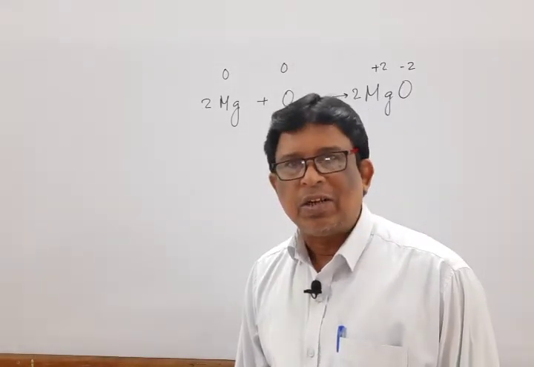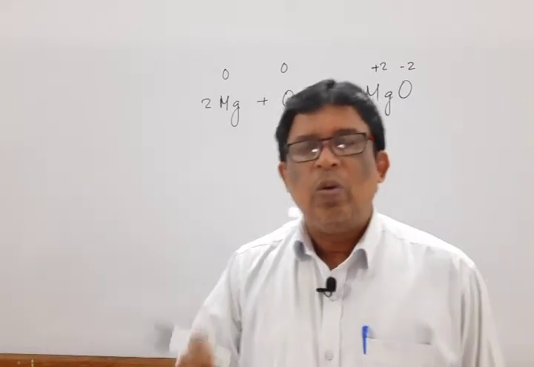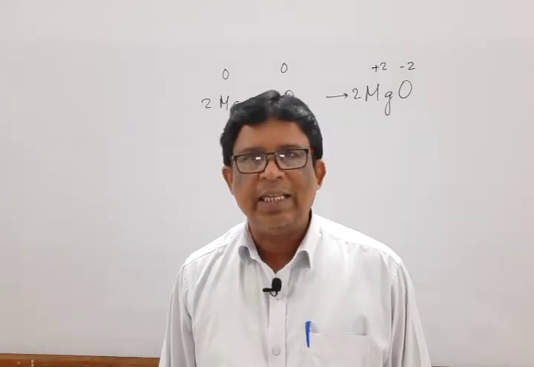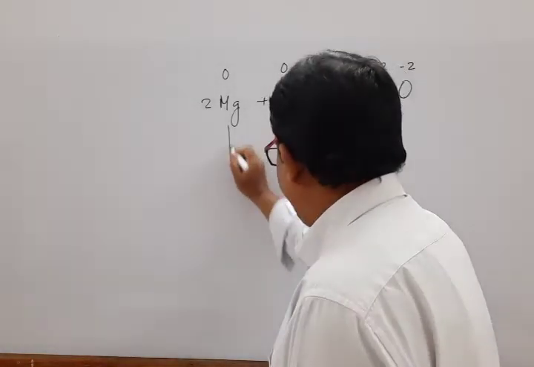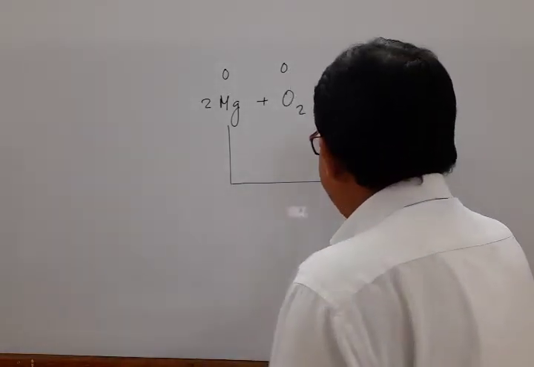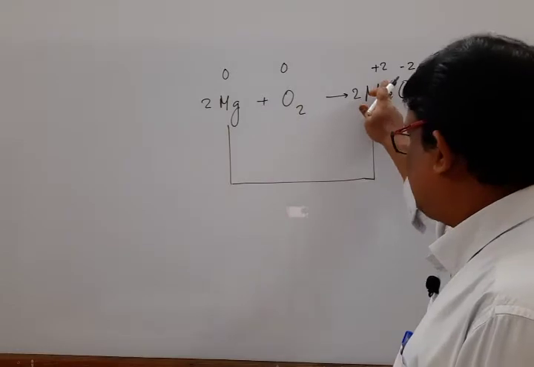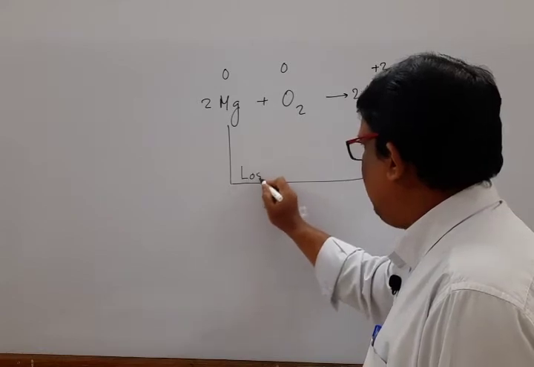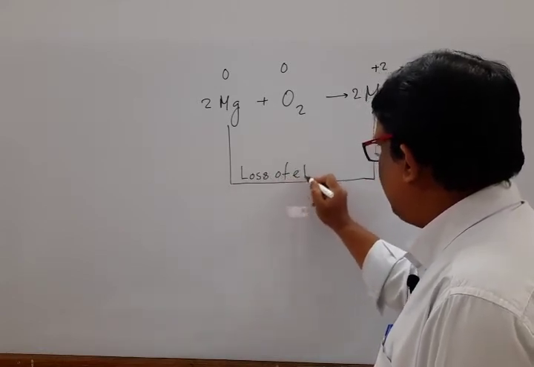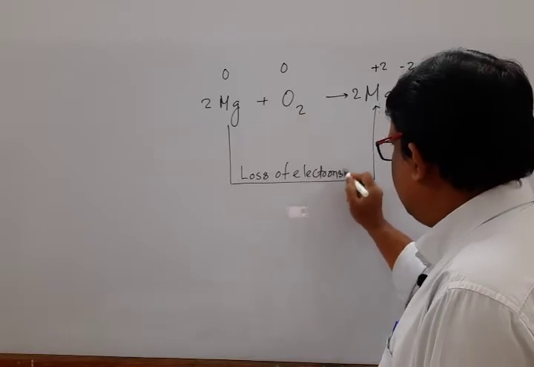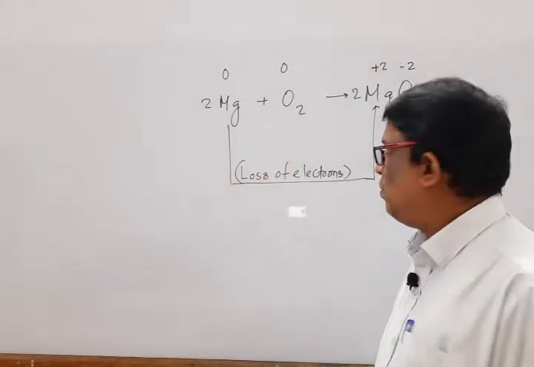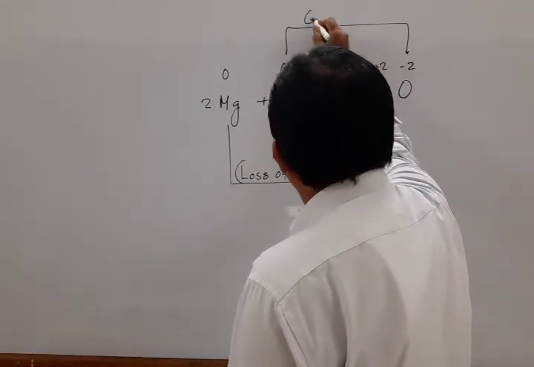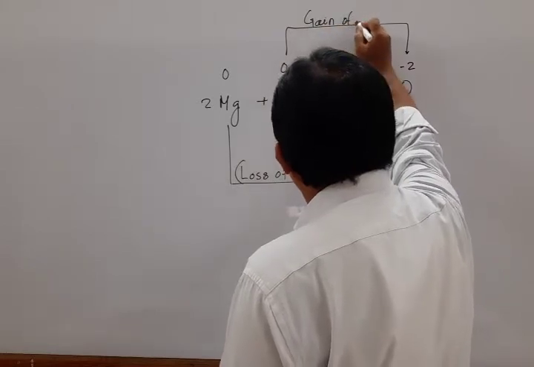After writing the oxidation number, mark where there is a change in oxidation number, an increase in oxidation number as well as a decrease in oxidation number. Magnesium, it is oxidation state 0 to +2. So magnesium transfers to magnesium ion, that means it is clear that there is loss of electrons. There is a loss of 2 electrons. Similarly, mark that oxygen 0 to -2, that is known as gain of electrons.